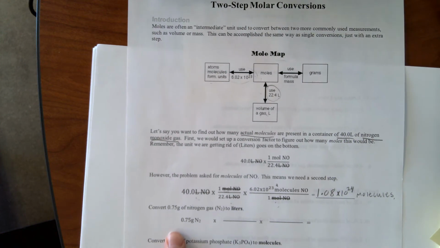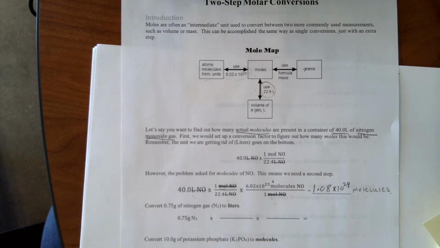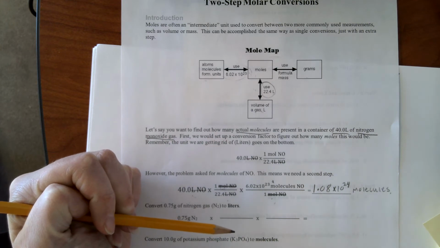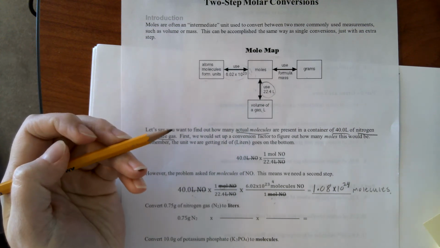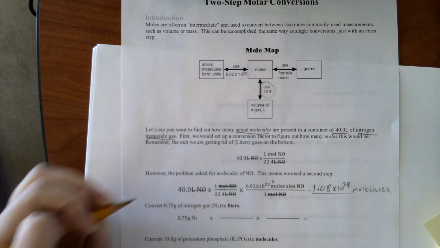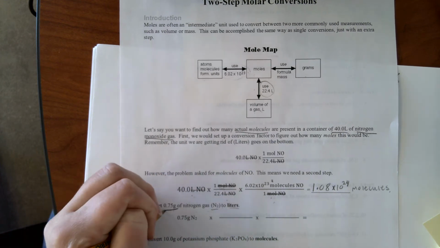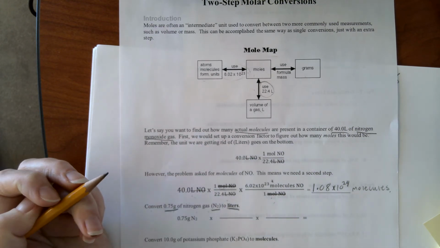I'm going to do the rest of these problems as well to show you how you do them, to give you an idea of practicing using your mole map with your problems. Okay? So, first off, read your question. It says convert 0.75 grams of nitrogen gas, which is N2, into liters. Okay, so this is important, this seems important, and this seems important. Okay.